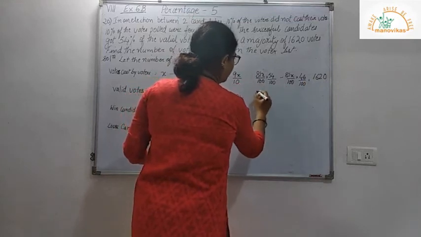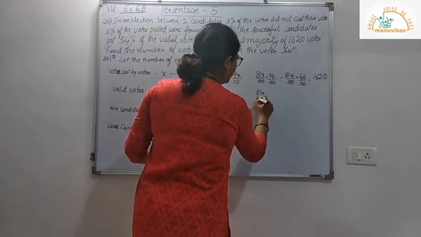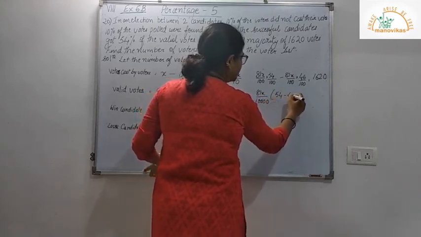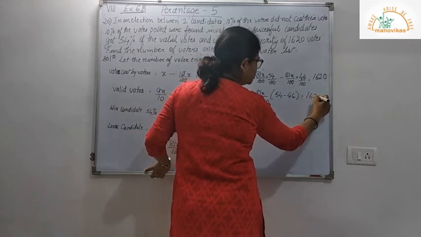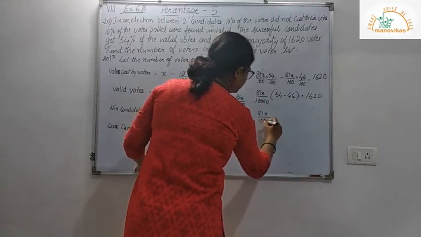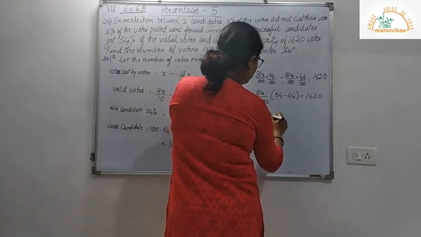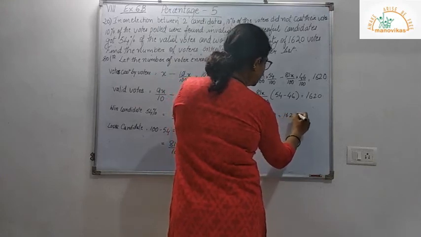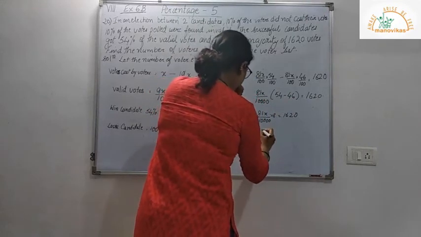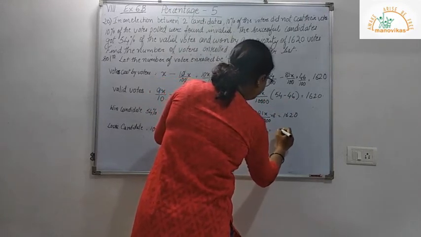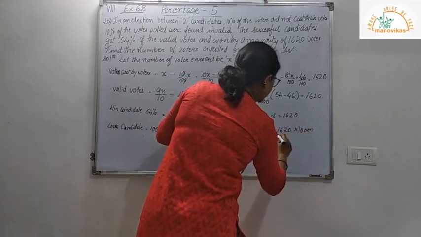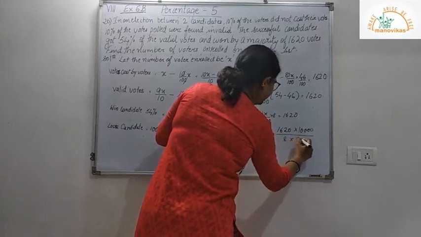So here I can take common. So 81x upon 10,000. So here I get 54 minus 46 is equal to 1620. So 81x upon 10,000 into 8 is equal to 1620. 54 minus 46 gives you 8 here. So I get here x is equal to 1620 into 10,000 divided by 8 into 81.